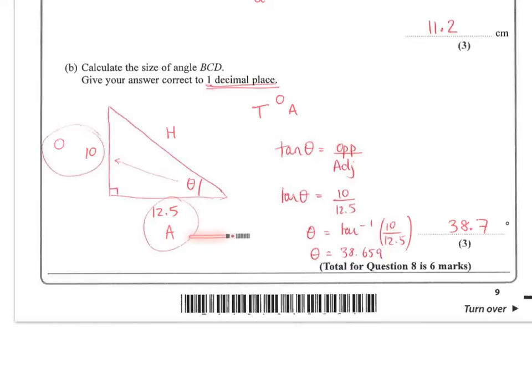Therefore, opposite and adjacent, the formula that links those two is tan, TOA. Tan theta equals opposite over adjacent. Tan theta equals 10 over 12.5. To get tan to the other side, I must inverse the function of tan, so shift tan on your calculator, or tan minus 1, brackets 10 over 12.5, which equals 38.659, so to one decimal place, 38.7.